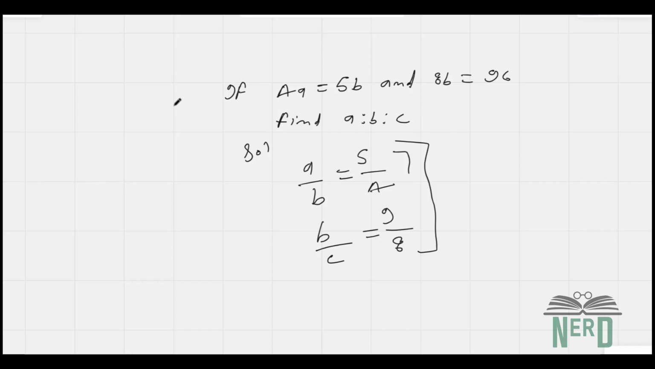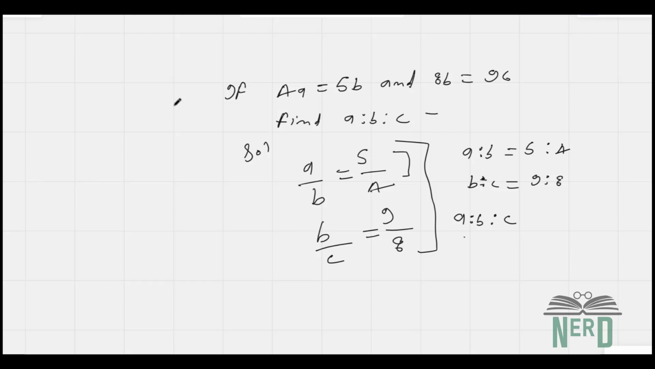Either you can write like this or even like this. A is to B is what? 5 and 4, right? Similarly here B is to C, you have 9 is to 8, right? Exactly the same way. Now what we have to find is A is to B is to C. What we're gonna do, we have to write A is to B is to C and put the value here.